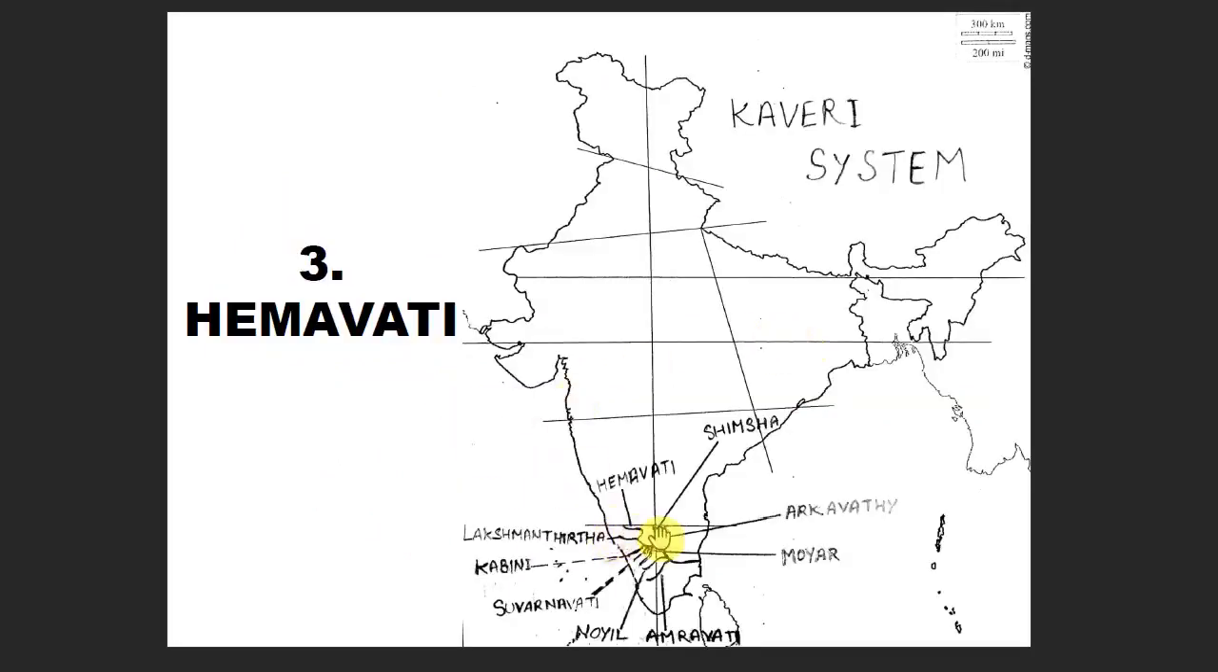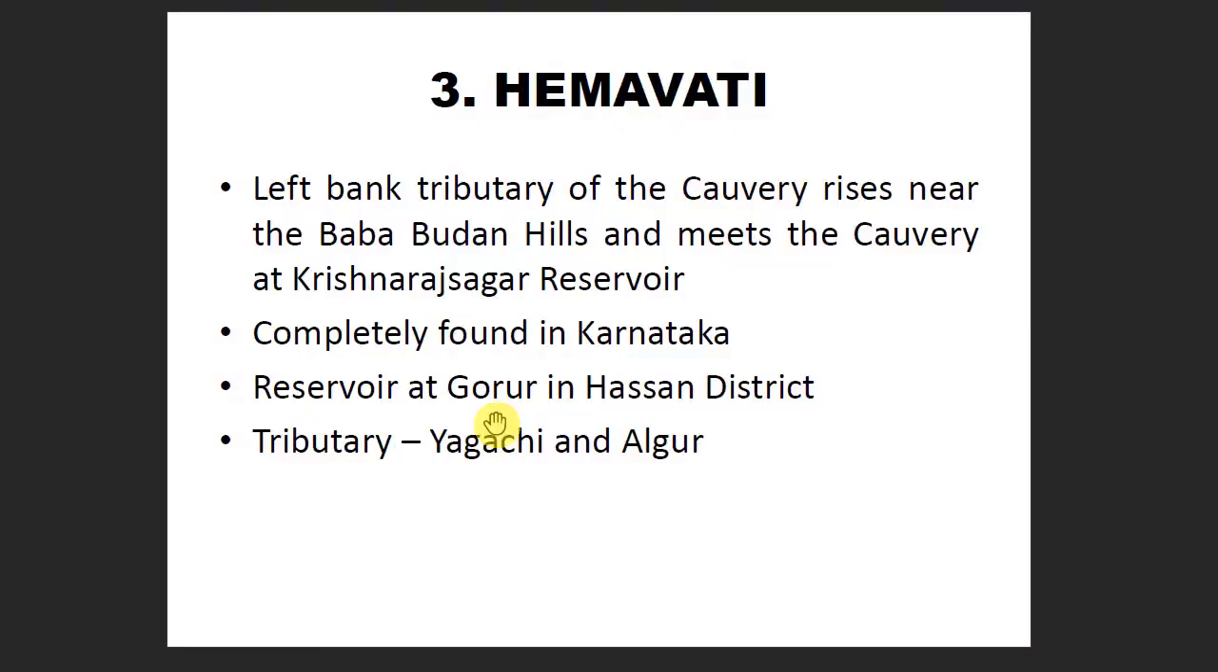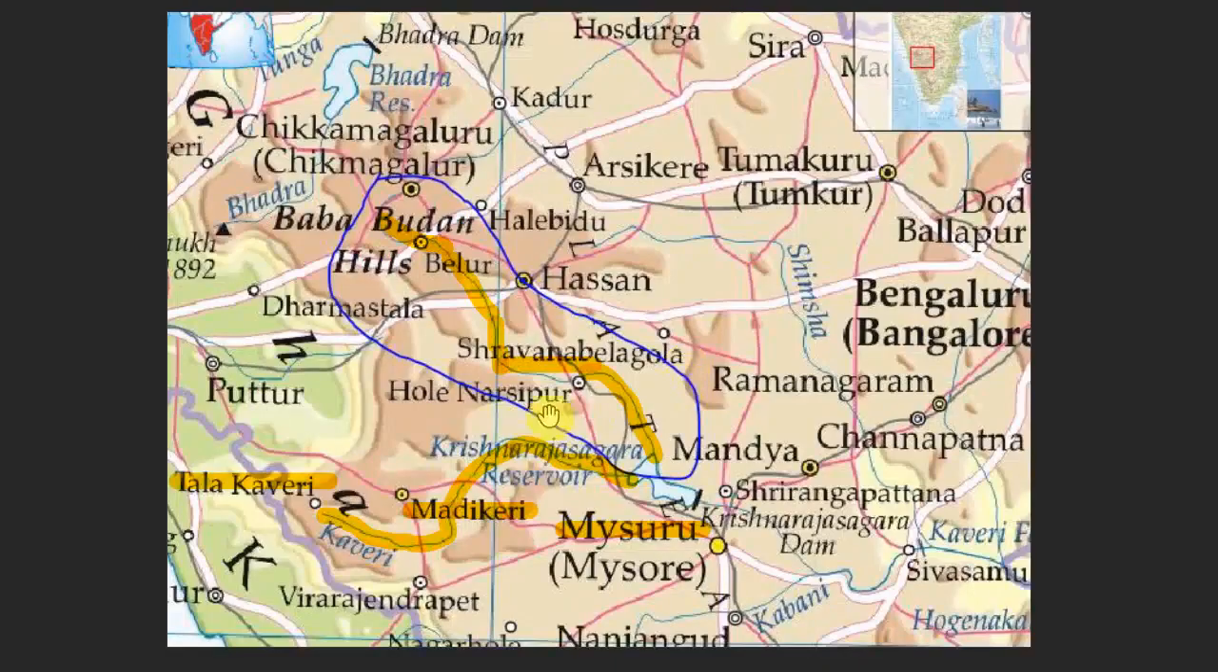Let's talk about Hemavati. It originates very near to the stream of Kaveri. So this river joins Kaveri at the Krishna Raja Sagara reservoir, located north of Mysuru. This is an important left bank tributary rising from the Baba Budan hills. And the Baba Budan hills are also closely located to Kudremukh, that is located over here. And we see from Kudremukh, the Bhadra river originates. So this actually forms the water divide between the Krishna system and the Kaveri system.